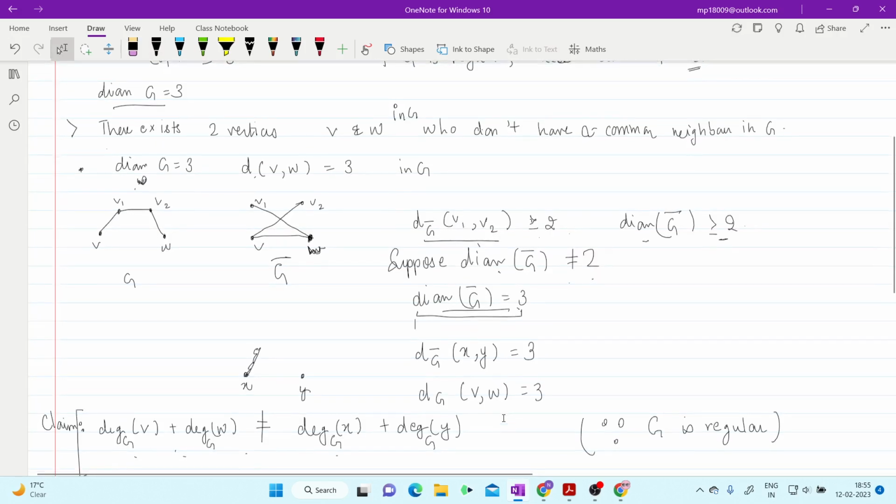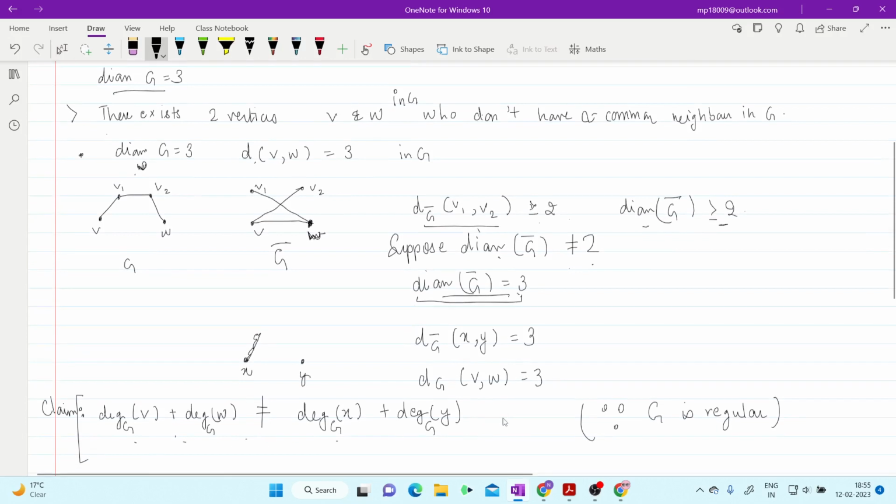So till now is everything clear, that if we prove this claim, then we are done? So is it clear till this step?